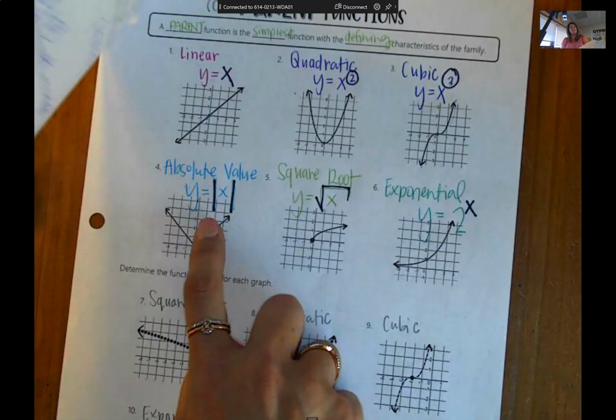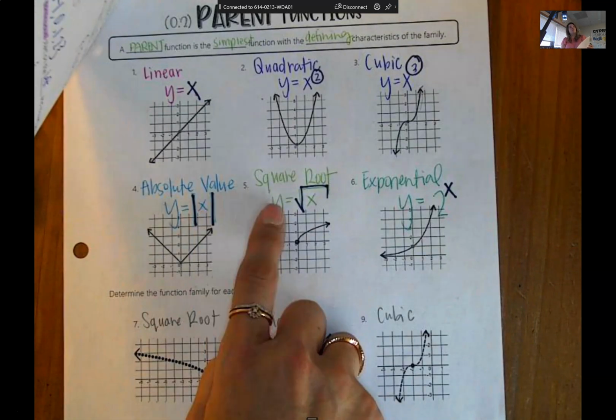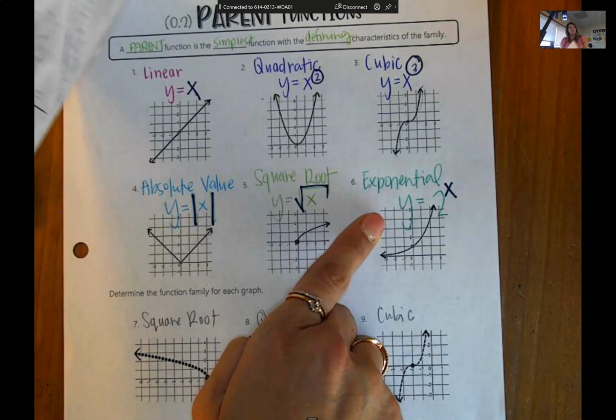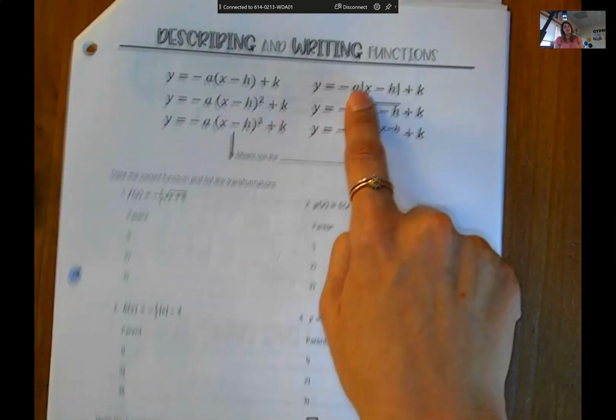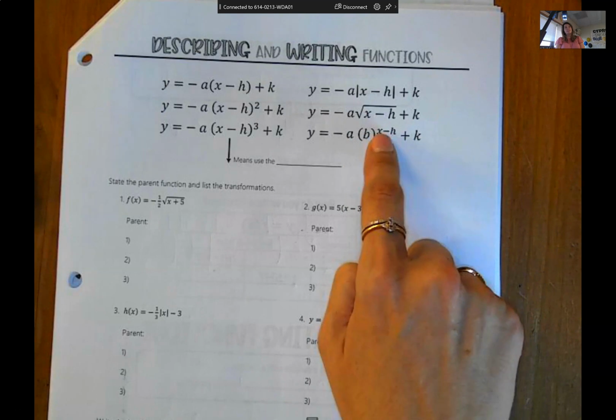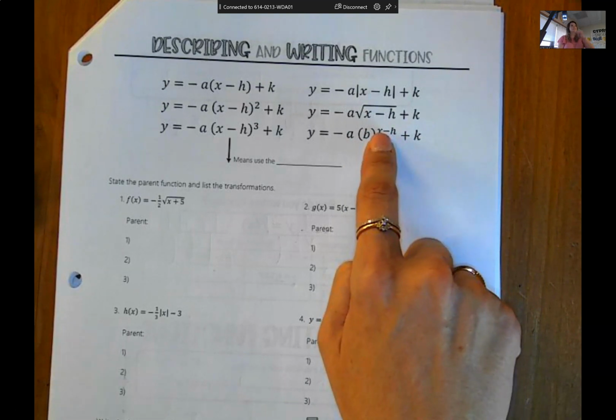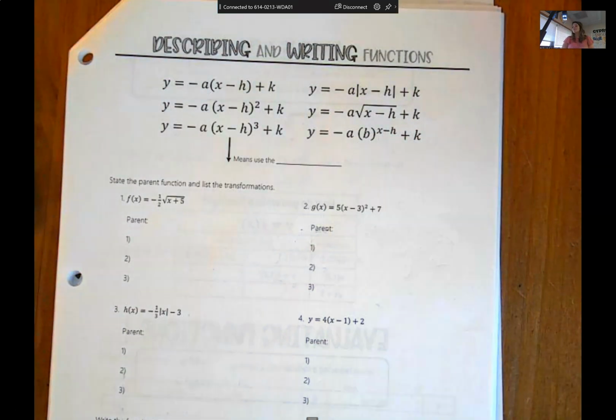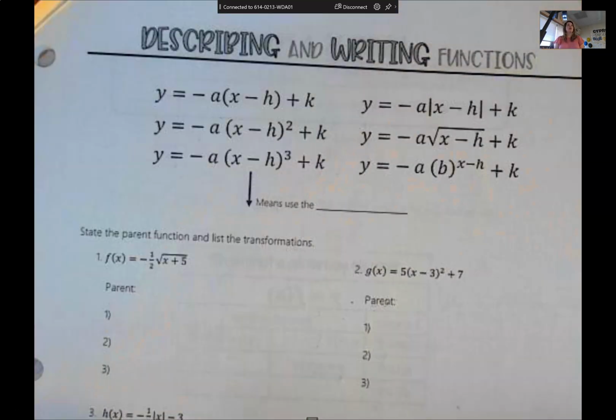Then the next three are the absolute value, the root, and the exponential. So we have the absolute value lines here, the root here, and look where your x is. It's up here in the exponent position. So we have the symbols for the 6 different families.